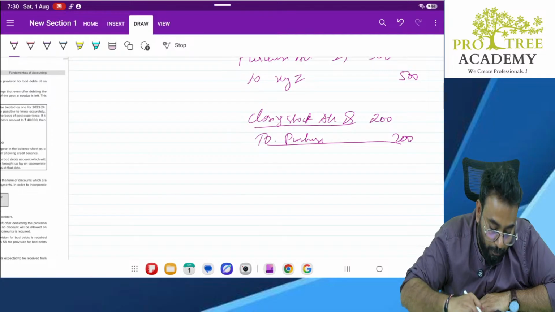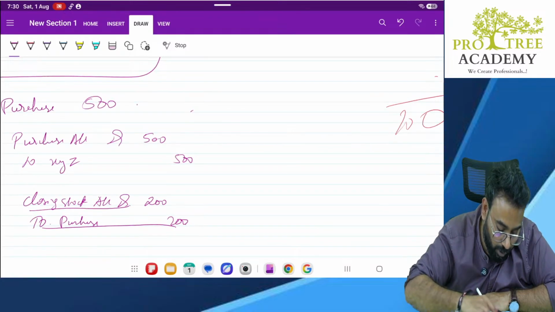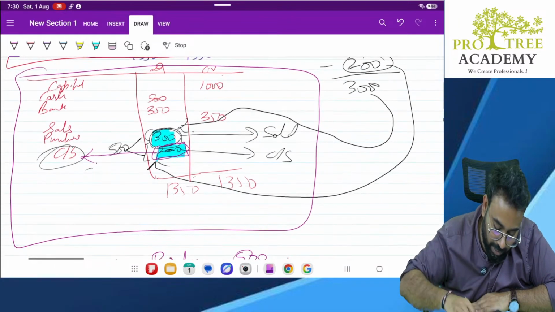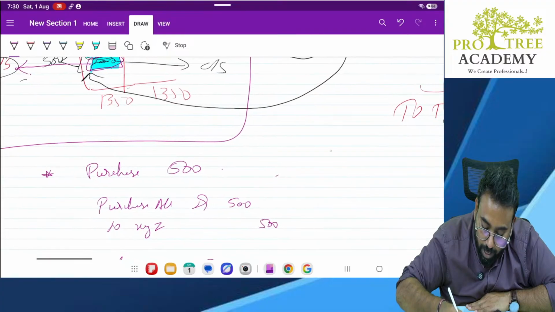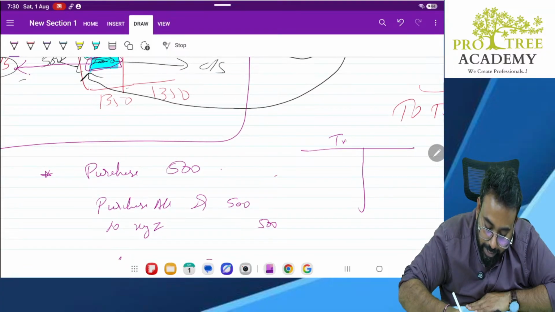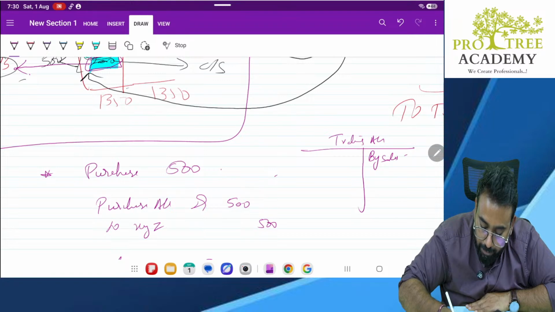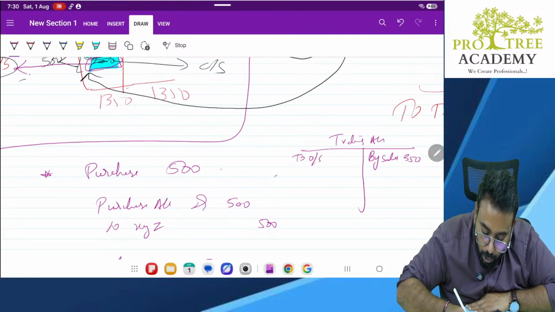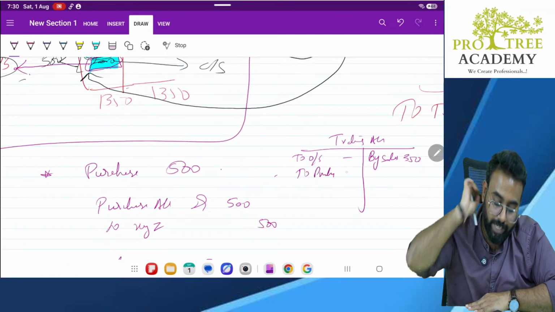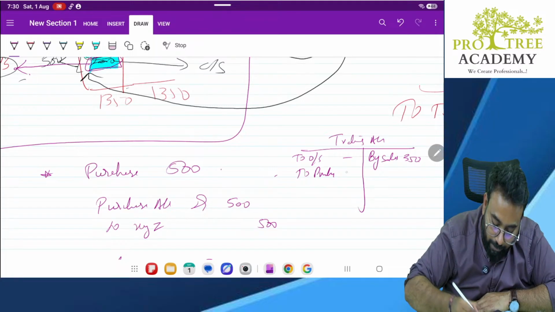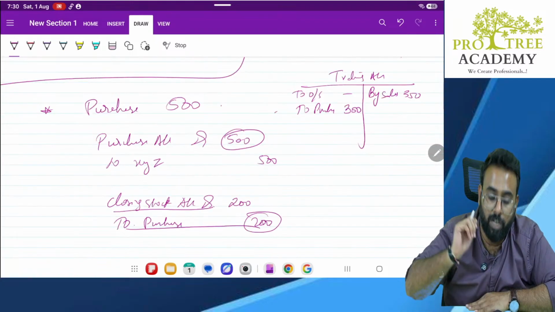Understanding? Now, if you prepare the trading account for this trial balance, how will it look? See here, trading account. By sales, how much? 350. To opening stock, nothing. To purchases, it will be 300 only. Sir, why will it be 300? See, you debited 500, you credited 200. What is remaining?